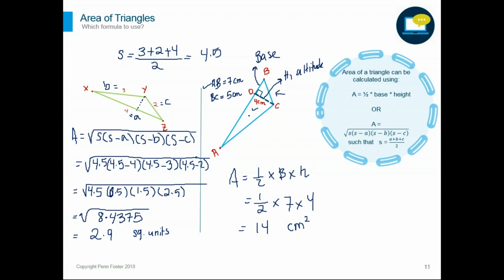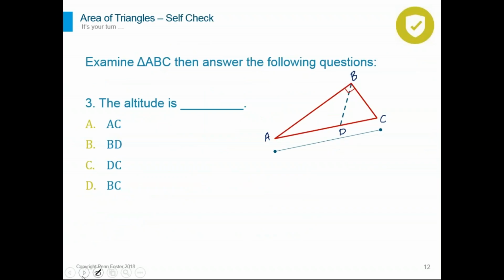Any question? Okay, let's move on to the next question, which is a self-check question. Examine the triangle ABC, then answer the following question. It's only one question. The altitude in this triangle is what? Which side or which segment is the altitude of this triangle?